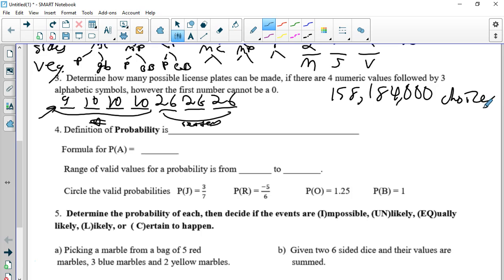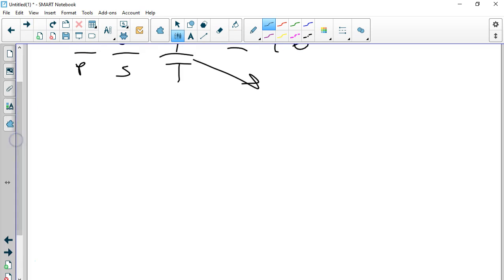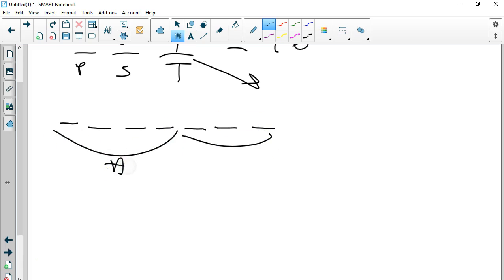And that's with repetition allowed. Okay? Now, I was going to step over to my little bonus page. Let's say I had the same thing, but there was no zero thing. I had 4 for numbers, and I had 3 for letters. And I said no number or letter can repeat.